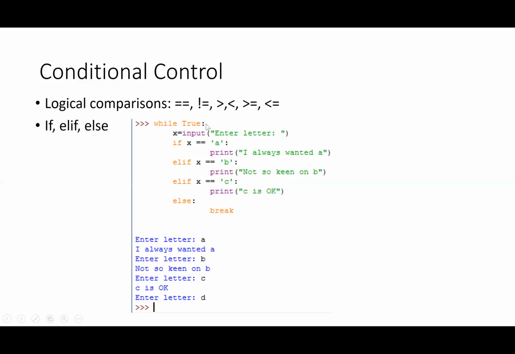While true, so this is going to execute forever. X equals input, enter a letter, that's my program. If X equals A, then offset again by a tab, print I always wanted A. Go back a tab to continue this while statement. Else if X equals B, and then colon and offset by a tab, not so keen on B. And then go back again, else if X equals C, then offset by a tab, statement to be executed. And then I go back here, else, meaning in all other cases, we do this, we break.